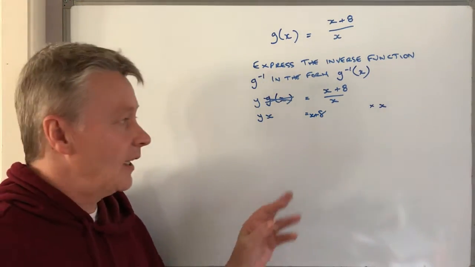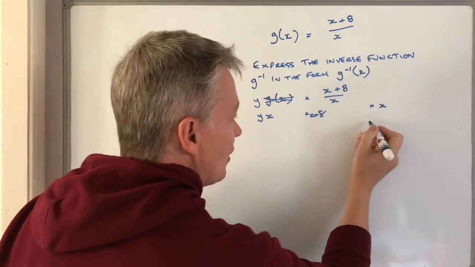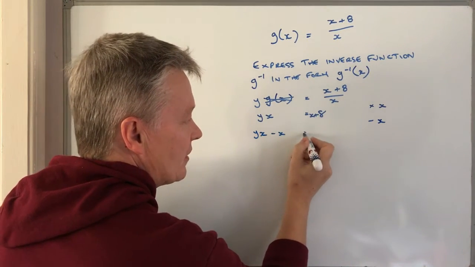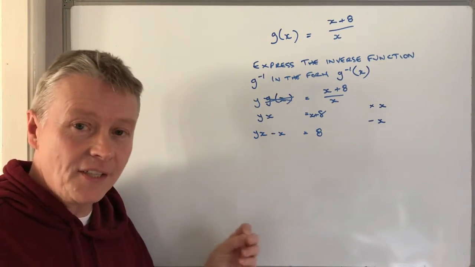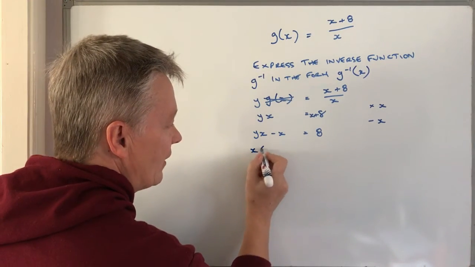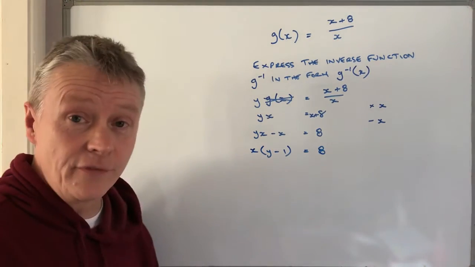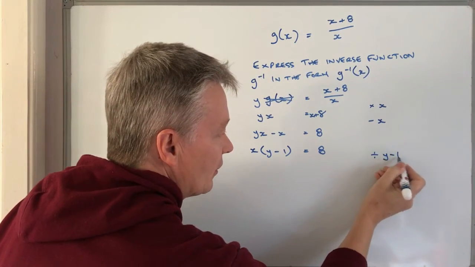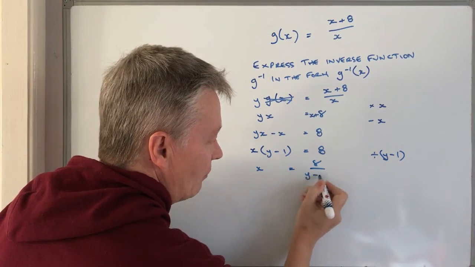Okay, now I've got an x here and an x here, so what I'm going to do is minus x from both sides. Now if I do that, I get yx minus x equals 8. Okay, now the easiest way of dealing with this to get x on its own is I'm going to factorise this side. So I end up with x, y minus 1 equals 8. And then I can divide through by y minus 1. So if I divide through by y minus 1, I get x equals 8 over y minus 1.